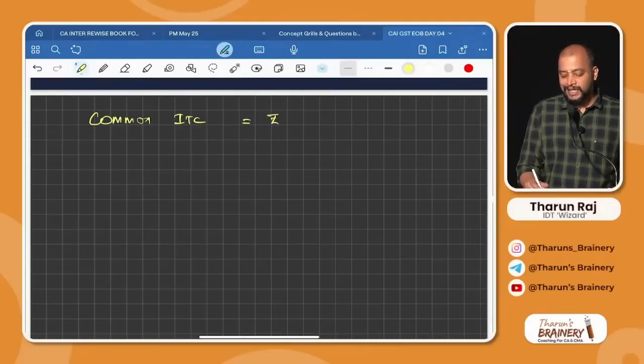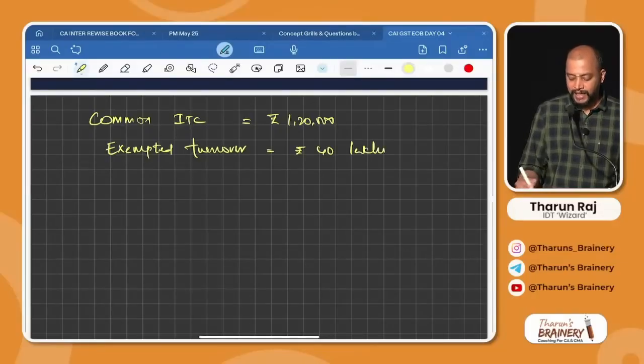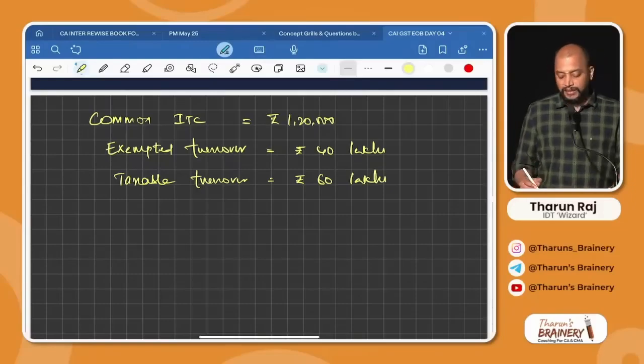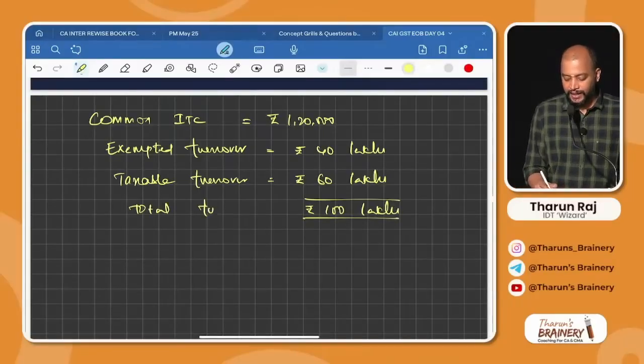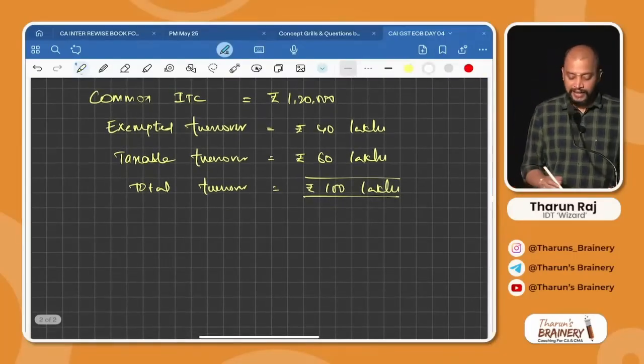So common ITC is say 1,20,000 and my exempted turnover is say 40 lakhs and my taxable turnover is say 60 lakhs. My exempted turnover is 40 lakhs, taxable turnover is 60 lakhs. So total turnover will be 100 lakhs. This is my total turnover. Okay. And what we need to do is that first, how much is the ITC availed?